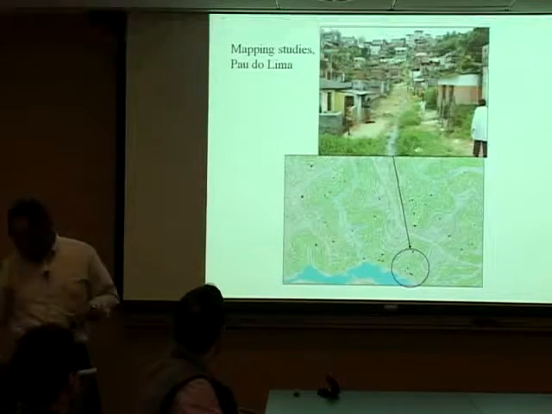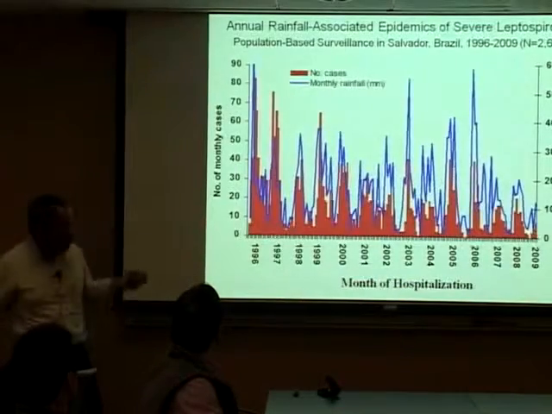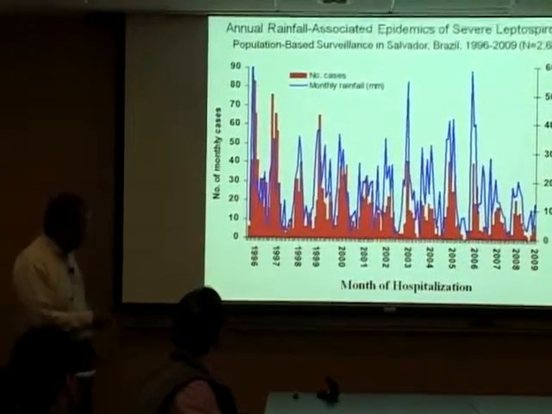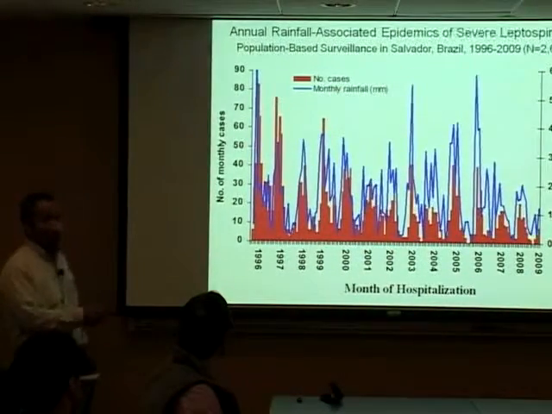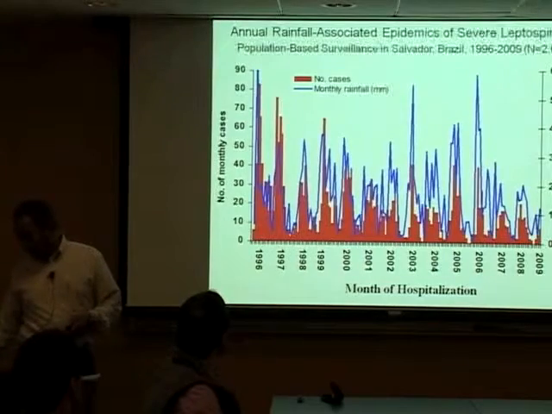So this is what we do. We map these places and do this. And this is just showing you the association of the rainfall, okay, with the number of cases. It always follows these heavy rainfalls.